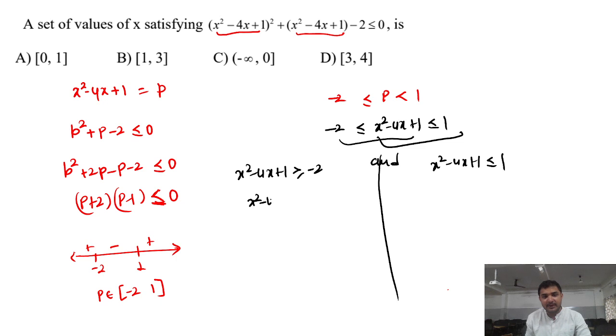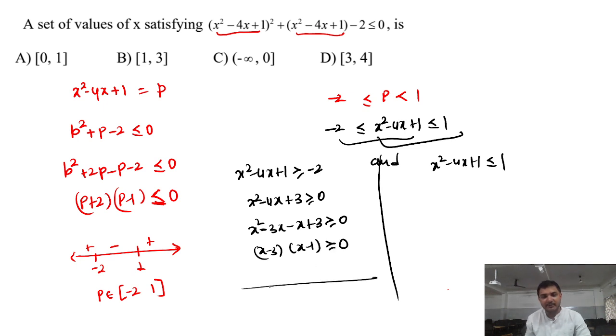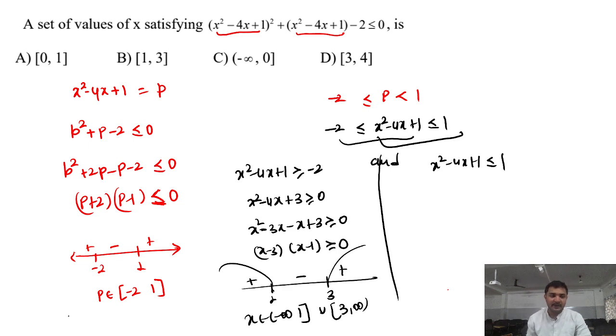We'll get x square minus 4x plus 3 greater than equal to 0. In that case, we'll get x square minus 3x minus x plus 3 greater than equal to 0. Let me know what I'll be getting. X minus 3 into x minus 1 greater than equal to 0. On the number line, I'll be plotting 1 and 3. Plus, minus, plus. In that case, they are asking for plus, so we will have this solution: x belongs to minus infinity to 1 union 3 to infinity. Not finished yet. Yes, the second part.